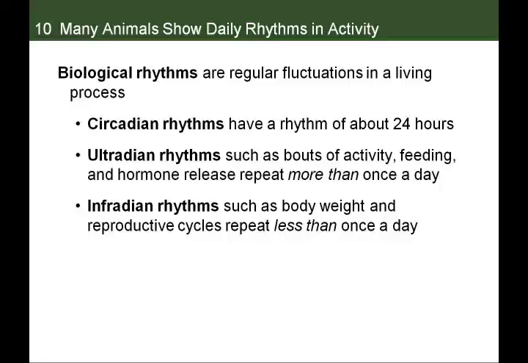There's also what's called infradian rhythms, and this has to do with things that repeat less than once a day. So, for example, migration patterns in animals that happen once a year, body weight fluctuations, the menstrual cycle every 28 days. So these are just different types of rhythms, although we're going to focus on the first one.